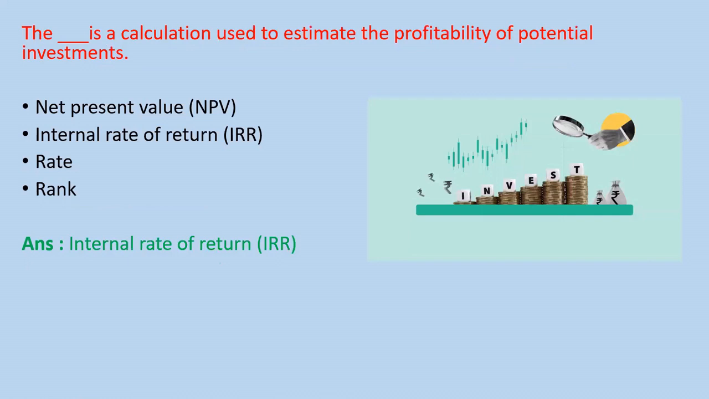Which function is available to estimate the profitability of a potential investment? I would like to predict the profitability of a potential investment. The answer is internal rate of return. Using that, we can estimate the profitability. Net present value tells us what exactly is the value, and rate and rank I already explained.